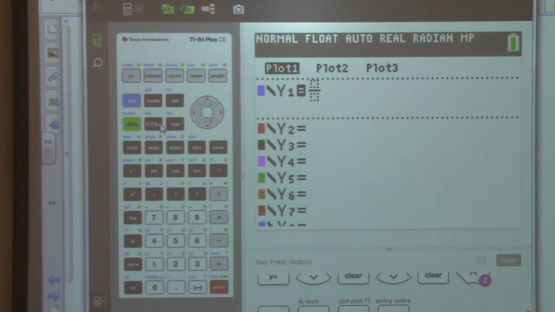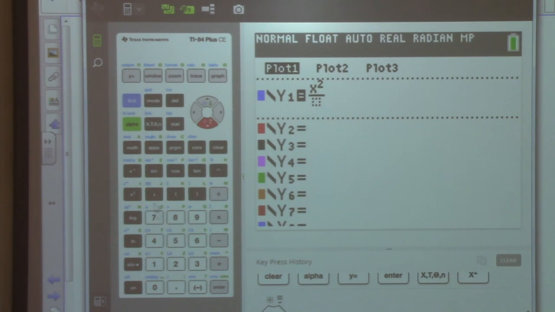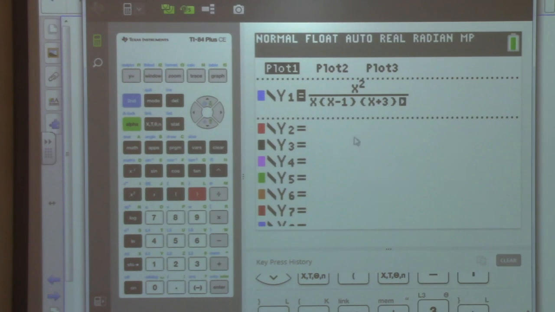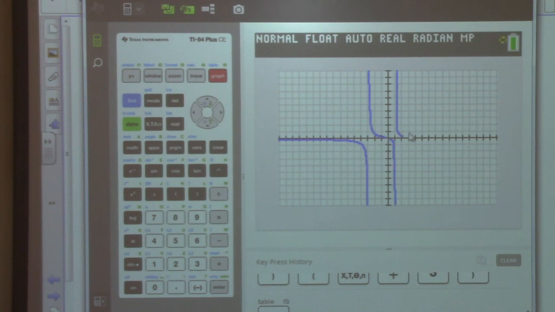So you have x squared over x times, what was it, x plus 1. Oh, x minus 1. x minus 1, x plus 3. Is it? Yeah, that's fine. And then we graph this thing, and we see two asymptotes.